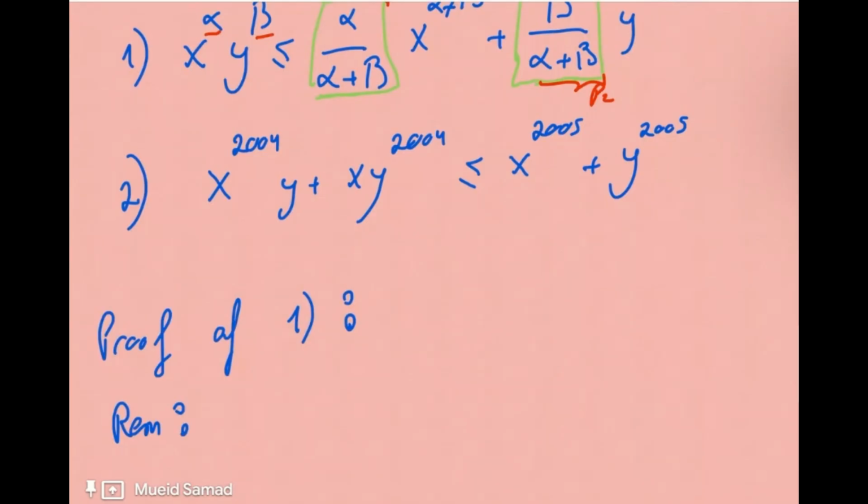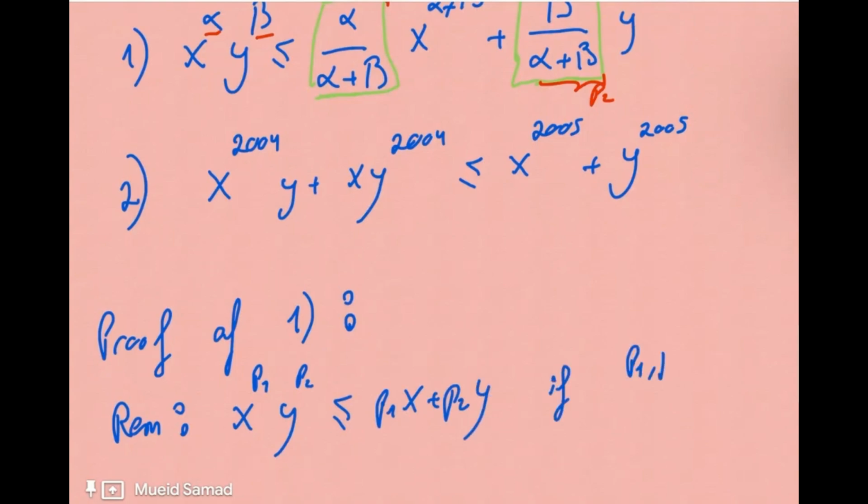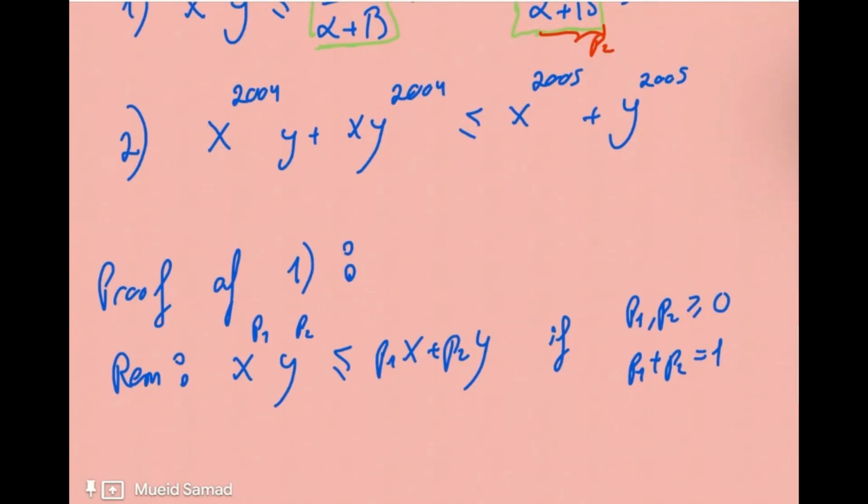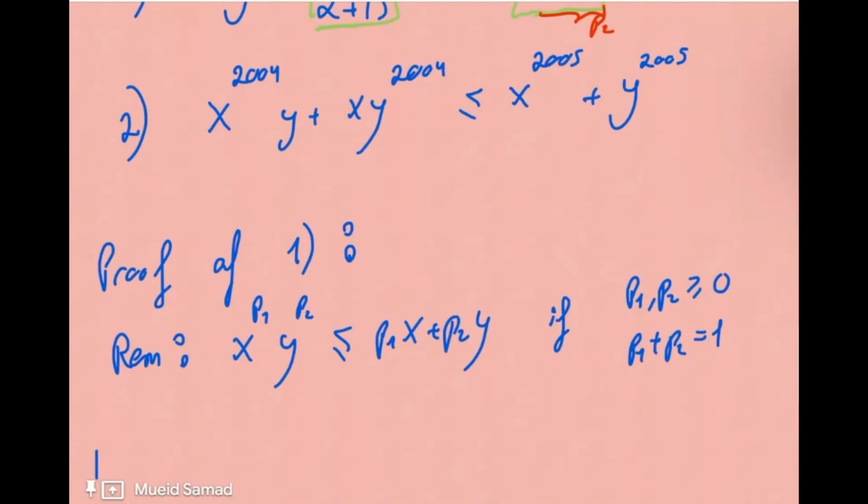As just a short reminder, if we have x to the power of p1 times y to the power of p2, that's smaller or equal to p1 times x plus p2 times y, if these weights are bigger or equal to 0 and they sum up to 1. Actually, the generalized AM-GM inequality is true for general n terms, but for our case, we only need 2. So let's adapt this for our case.